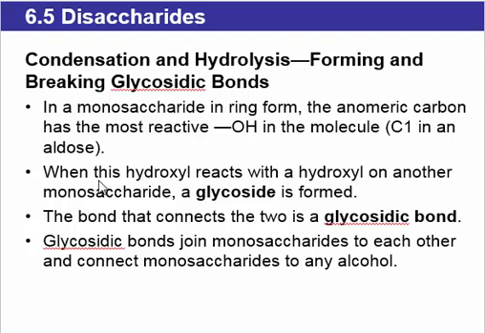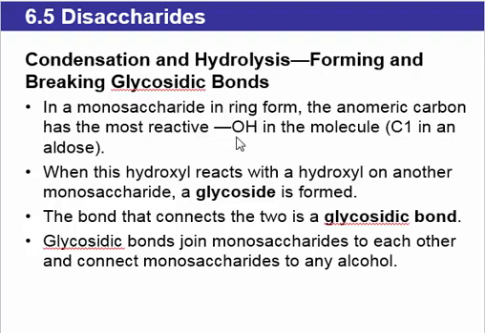Pentoses and hexoses, or monosaccharides with 5 and 6 carbons, primarily are in the ring form when they are dissolved in solution. That means when they're in the bloodstream or when they're in cells. So the majority of biological situations where we're looking at monosaccharides, they're going to exist in the ring form.